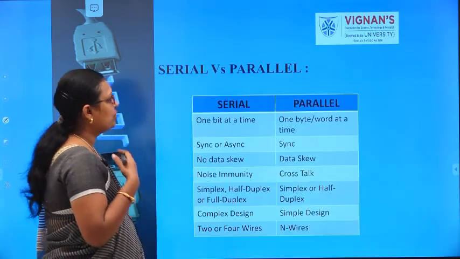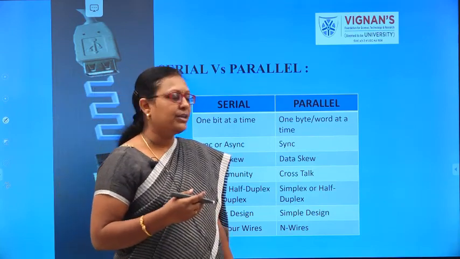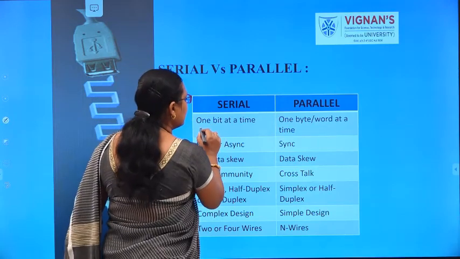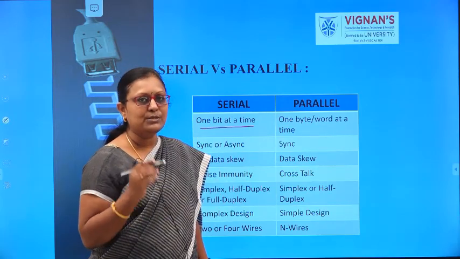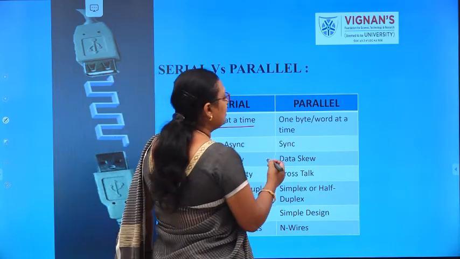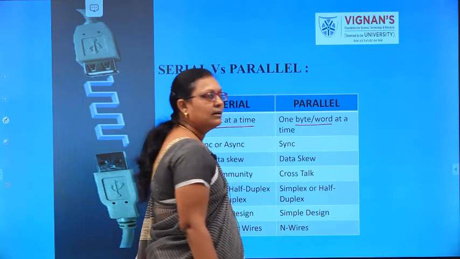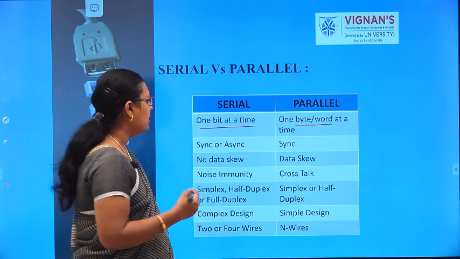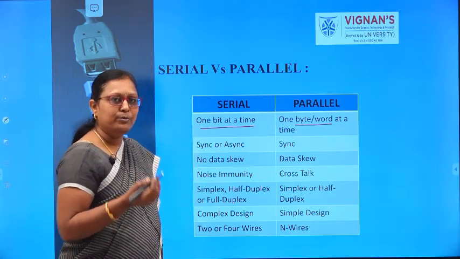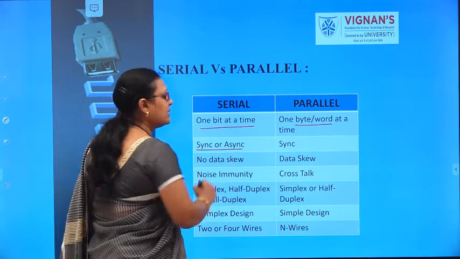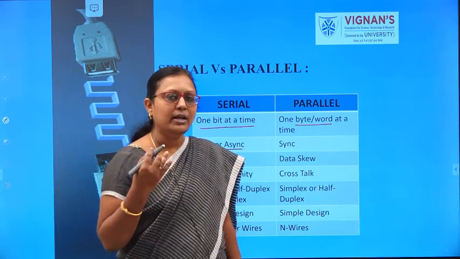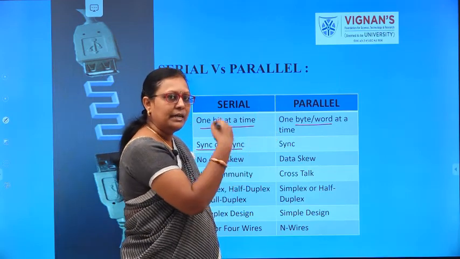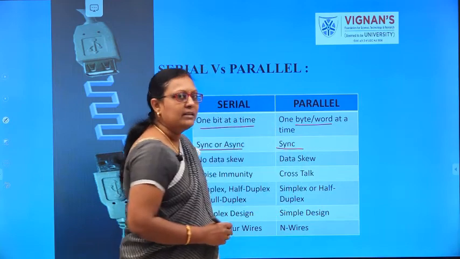Coming to the difference between serial and parallel communication: I told you already that serial is transmitted bit by bit, that is, one bit at a time. In parallel it is transmitted as a byte or as a word at a time. Serial can be performed in two methods, either synchronous or asynchronous. I will explain later what synchronous and asynchronous mean. Parallel communication is transmitted in synchronous mode.